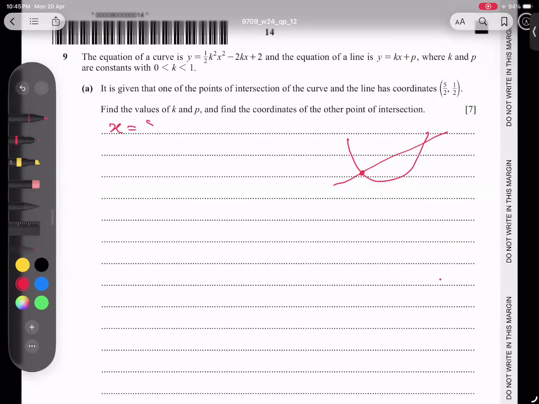So I'm going to replace this point in the curve. Replace x equal to 5 by 2 and y equal to 1 by 2 in the equation of the curve. So I can say that half, because this value goes here. So half times 2 times 25 over 4 times 2. No, so first the k value, I'm putting k square, and then I'm writing x square into 25 upon 4.